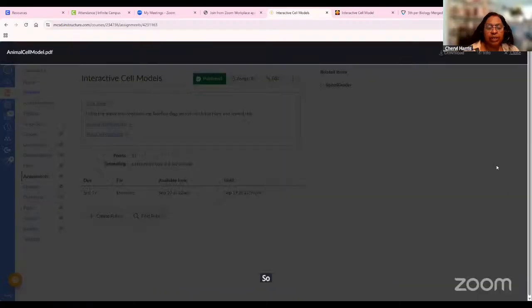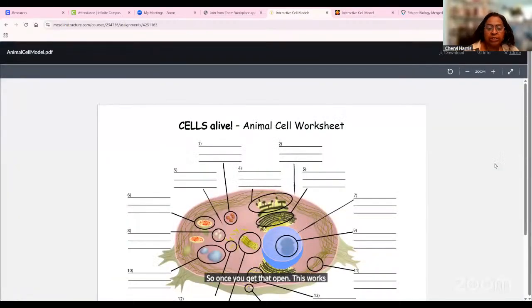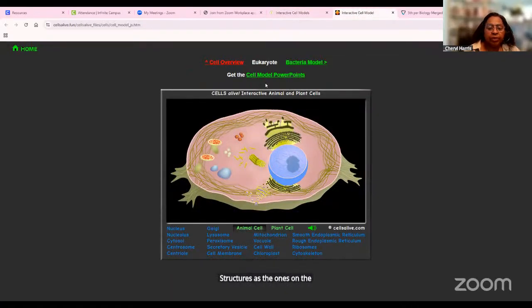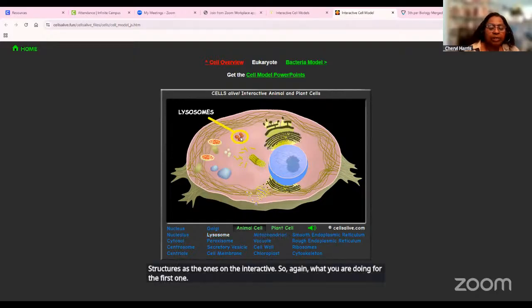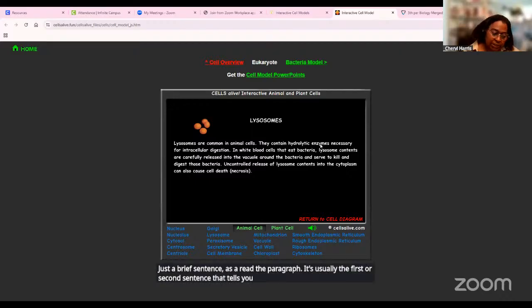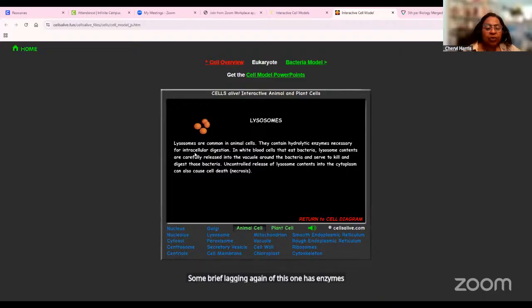Once you get that open, this worksheet has the same color structures as the ones on the interactive. So again, what you were doing for the first one, it was a lysosome. When you click on them, you're not only naming the organelle, but what does it do? Just a brief sentence. Read the paragraph. It's usually the first or second sentence that tells you what it does. This one has enzymes necessary for intracellular digestion. That's all you would have to write.